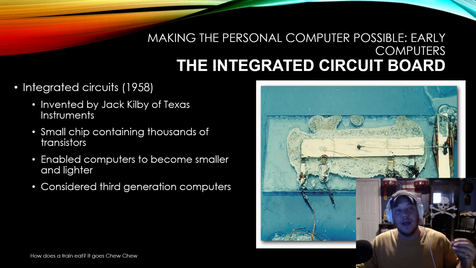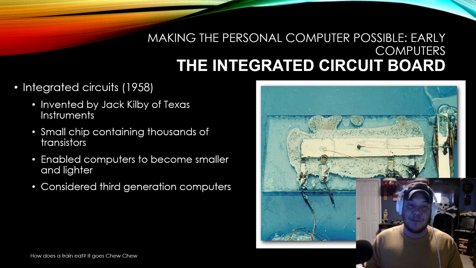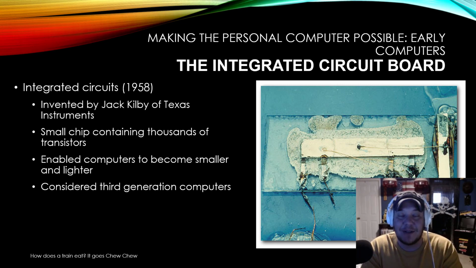Past the transistor, during this second generation, we had the invention of the integrated circuit board. In 1958, Jack Kilby, while working at Texas Instruments, or TI, invented the world's very first integrated circuit board, which was a small chip capable of containing thousands of transistors. This consolidation and design enabled computers to become very small and very light.